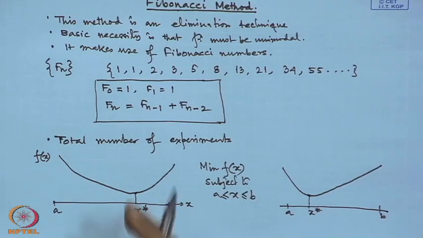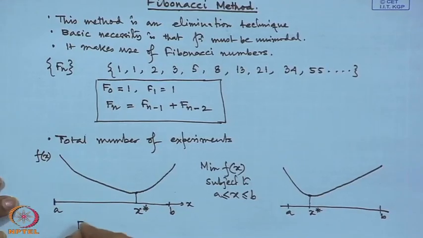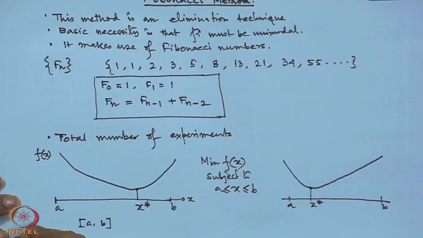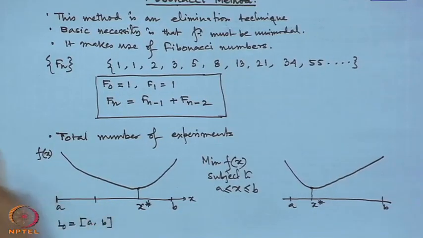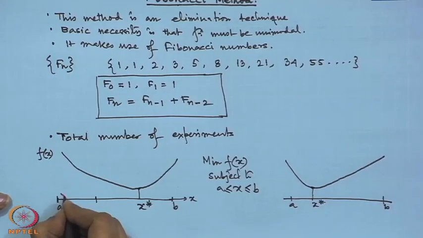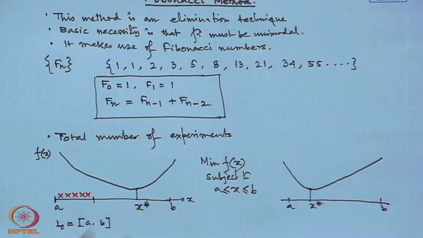That is why we can have the interval reduction process in this way: in the first iteration we consider the initial interval. Say the initial interval is A to B, and we call this initial interval of uncertainty L0. Since we have a minimum here, in the next level we may discard this part of the interval, so that in the next iteration we consider only the remaining interval.